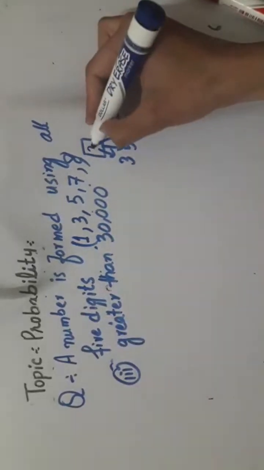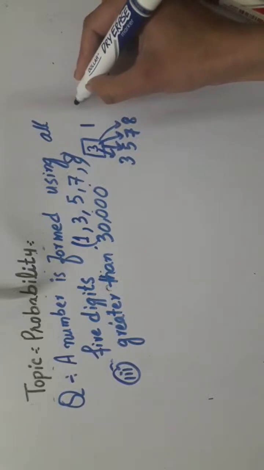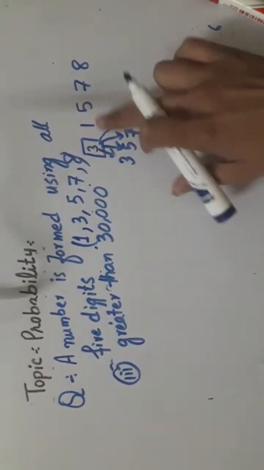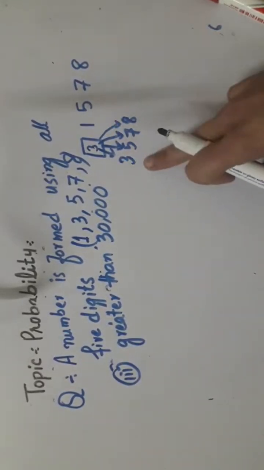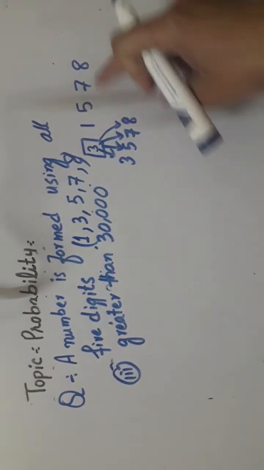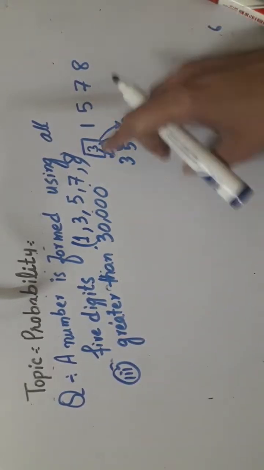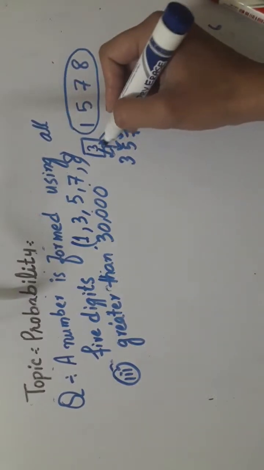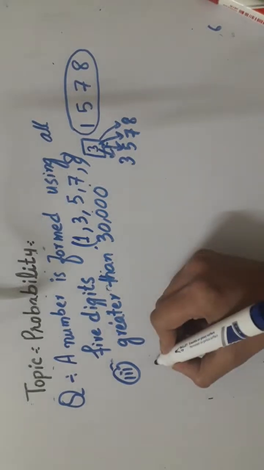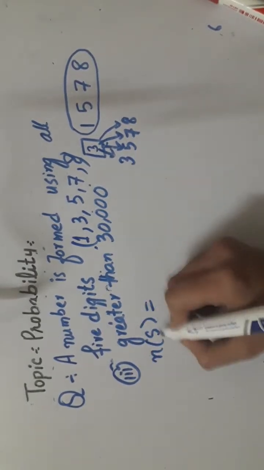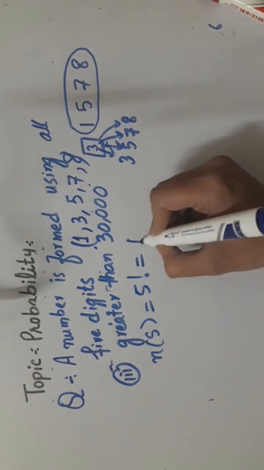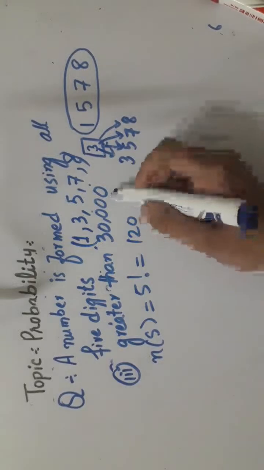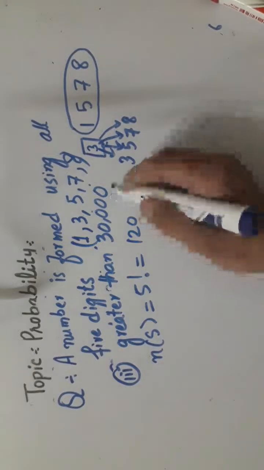So if you use 3, the other numbers are 1, 5, 7 and 8. If you use 5, the other numbers are 1, 3, 7, 8. You can change the position of these numbers, but this is the fixed position. This cannot be changed. And the total number in the sample space is 5 factorial, which is equal to 120. Now A is the event greater than 30,000. Our answer is greater than 30,000.